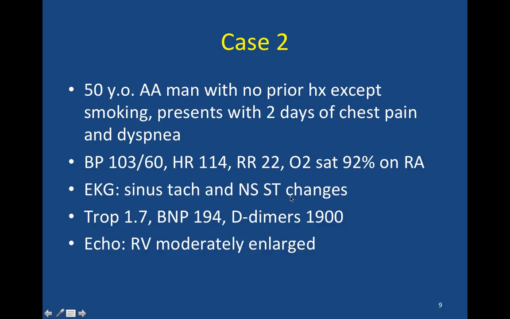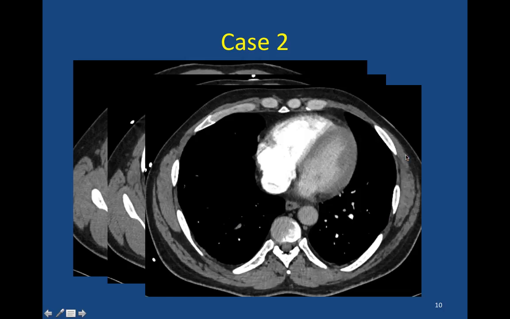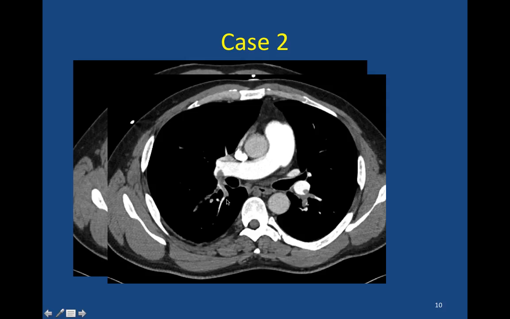Now, this guy, EKG, he has sinus tachycardia, some non-specific changes. His troponin is elevated. That's not a very good sign. BNP elevated. On an echo, he had moderately enlarged right ventricle, and this is his CT scan. As opposed to the lady that we presented earlier, his main PA is clear again. This is the right PA, left PA, and you can notice that there are a lot of filling defects in the proximal pulmonary artery branches. You can see it extending here into the other branches. You can see it going down into the segmental branches.